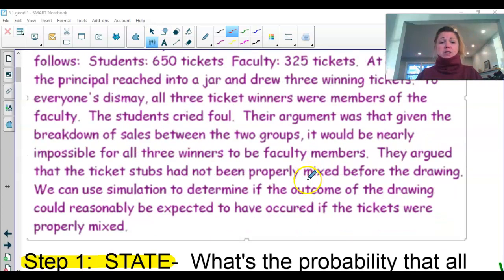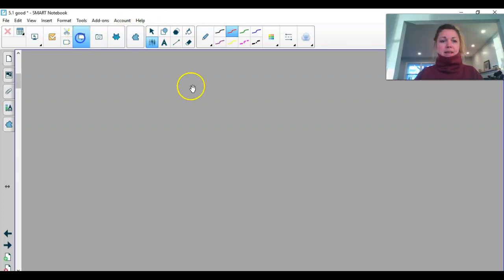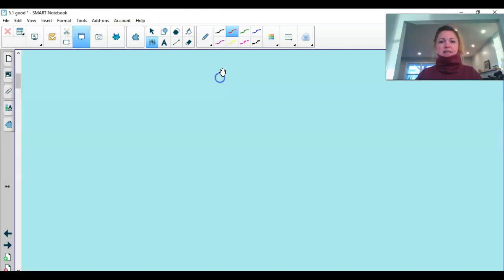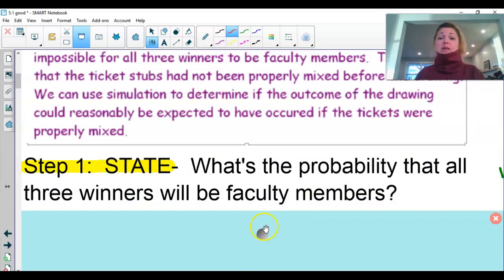So what we can do is use simulation to determine if the outcome of the drawing could reasonably be expected to have occurred if the tickets were properly mixed. There are some steps you do need to follow here. Step 1, state. What's the probability that all 3 winners will be faculty members? So this right here, step 1, is to state the question of interest.